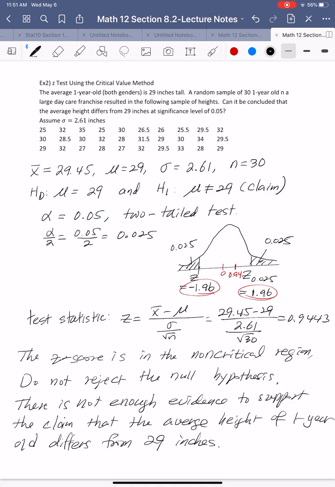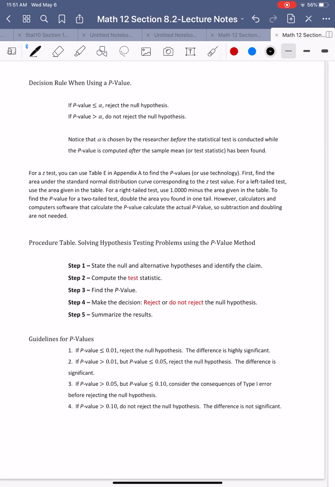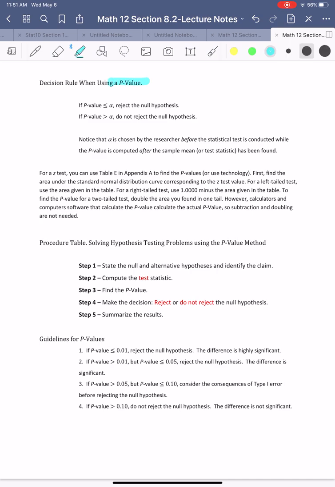All right, now I want to talk about the p-value. We've been using the traditional method, the classical method, and we can also use the p-value method. With the p-value, you need to find the probability, which is the area on the table, to compare with alpha, and then you decide whether to reject or not reject. If the p-value is less than or equal to alpha, we reject the null hypothesis. If the p-value is greater than alpha, we do not reject the null hypothesis. Notice that alpha is chosen by the researcher before the statistical test is conducted, while the p-value is computed after the sample mean test statistic has been found.